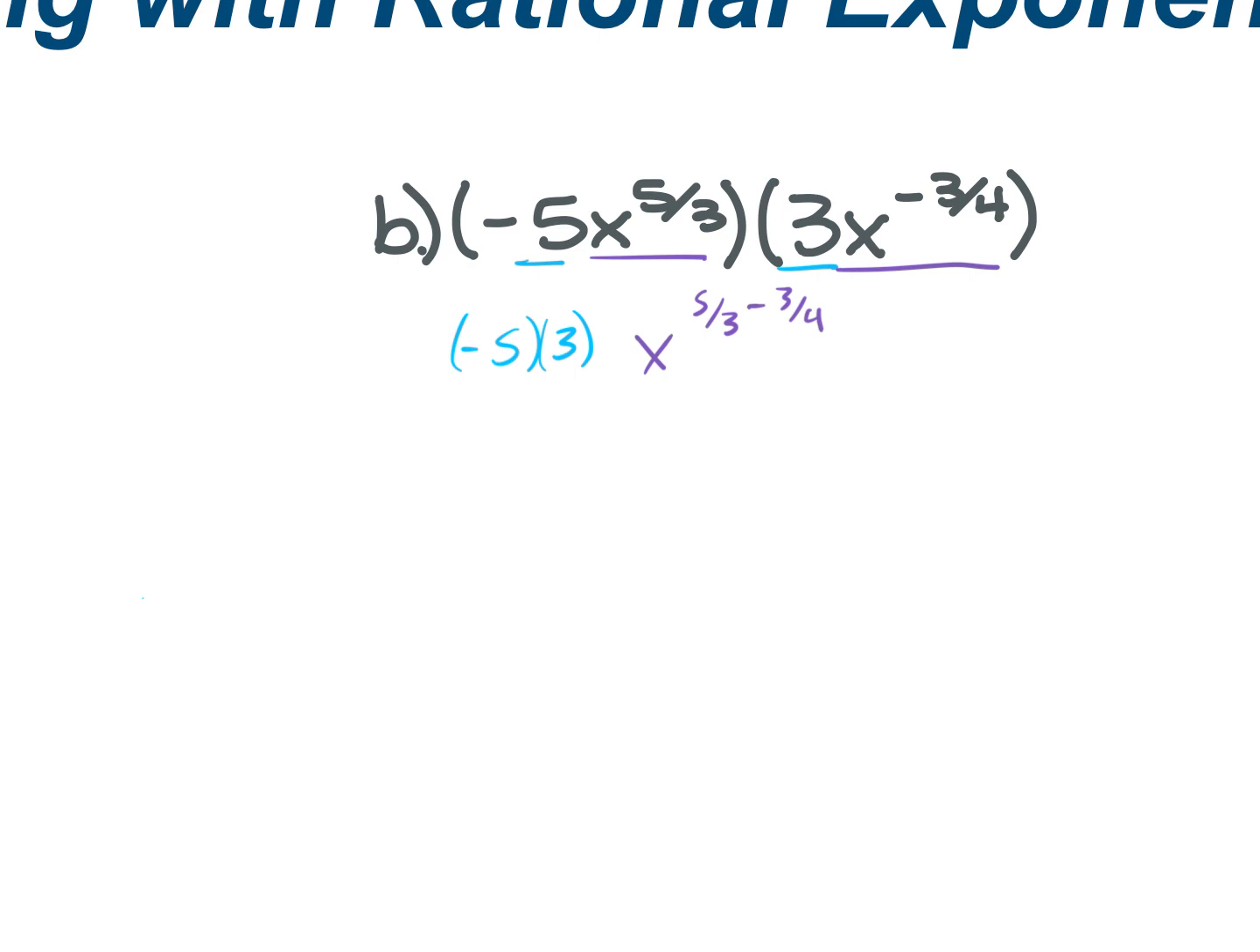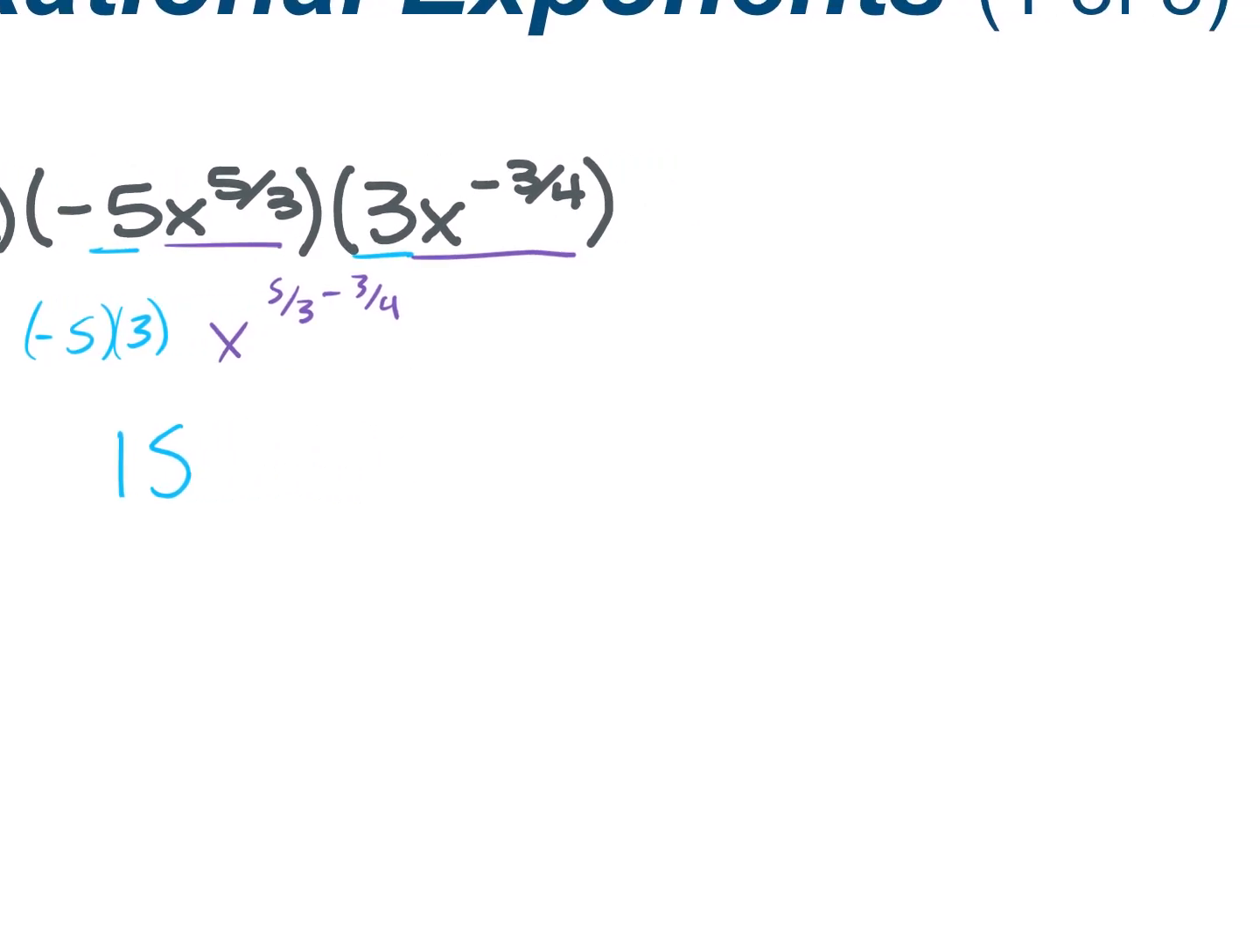So let's start by multiplying. Negative 5 times 3 is 15. Now with our exponents, I'm going to write it on the side to make it a little bit bigger. I have 5/3 minus 3/4. If I'm adding fractions, we need to have a common denominator. So I'm going to multiply the top and the bottom of my first fraction by 4, and the top and the bottom of my second fraction by 3. So this becomes 20 over 12 minus 9 over 12, and 20 minus 9 would be 11.